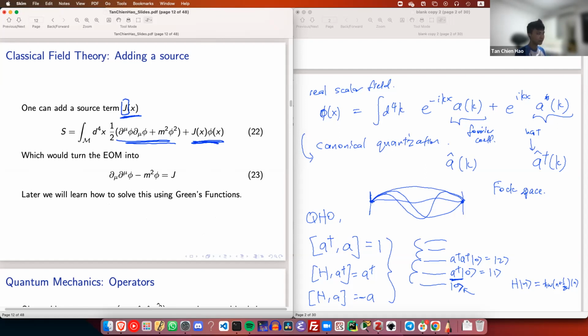So yeah, if you add on a source term, then your equation of motion becomes this, right? Because on the right-hand side, when you take the partial derivative with respect to phi, you have the m squared phi, and then you have the J term. Yeah, you get this extra thing.